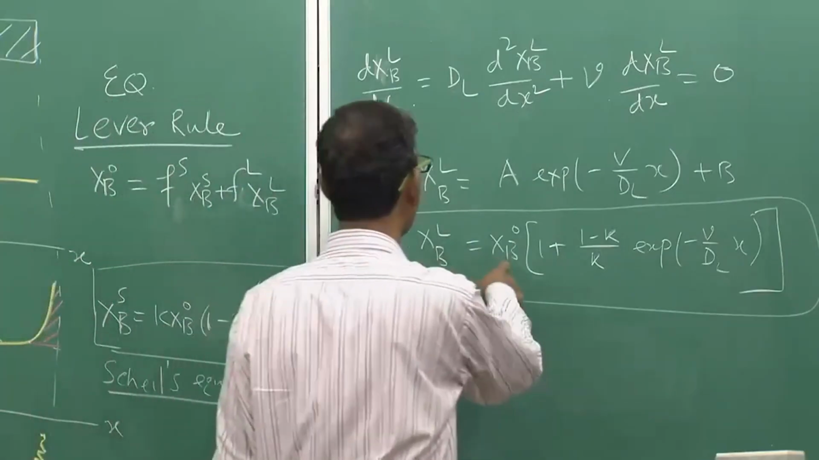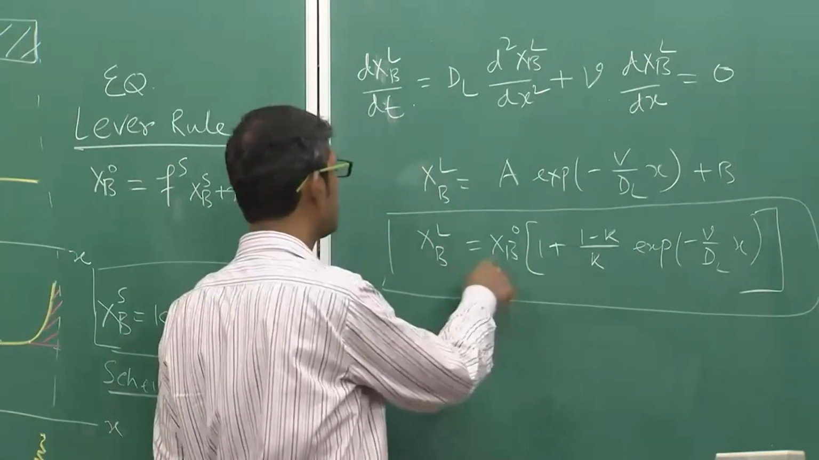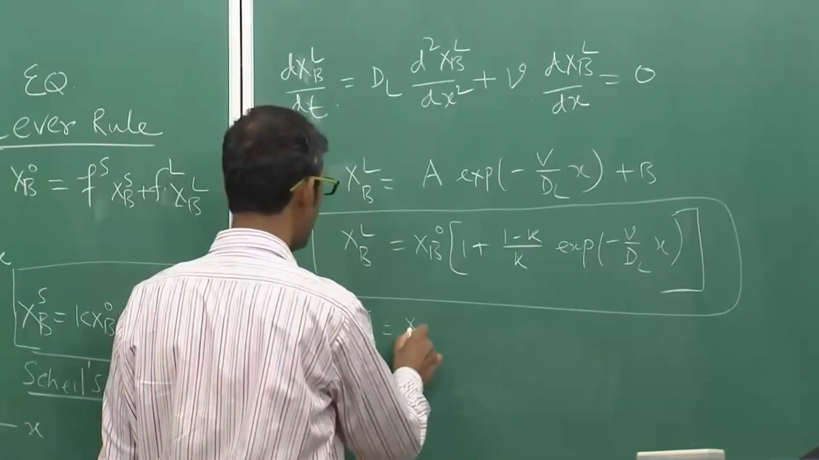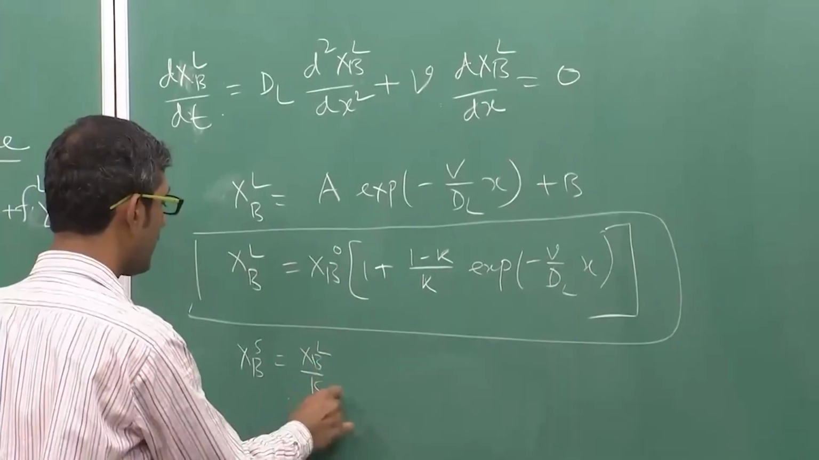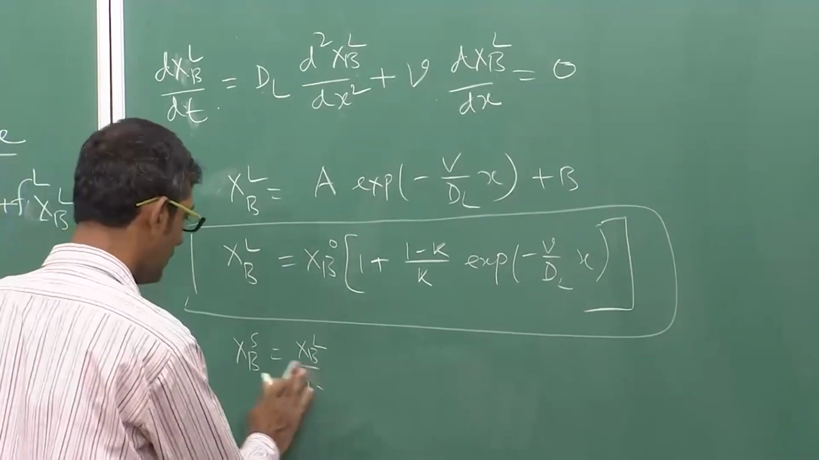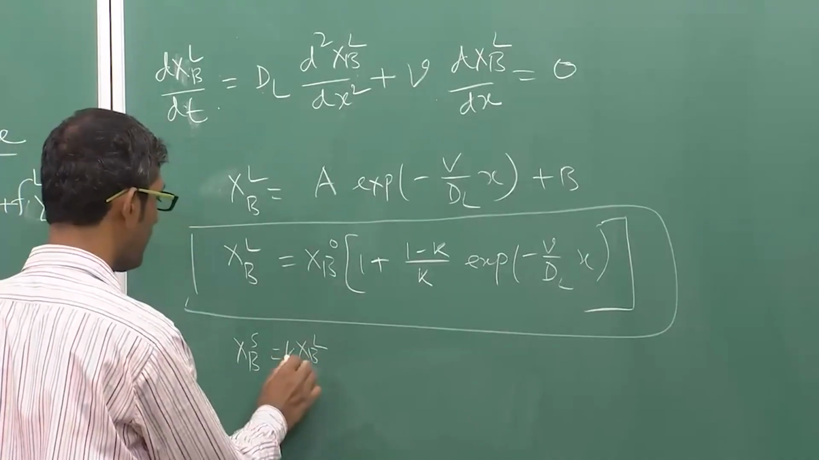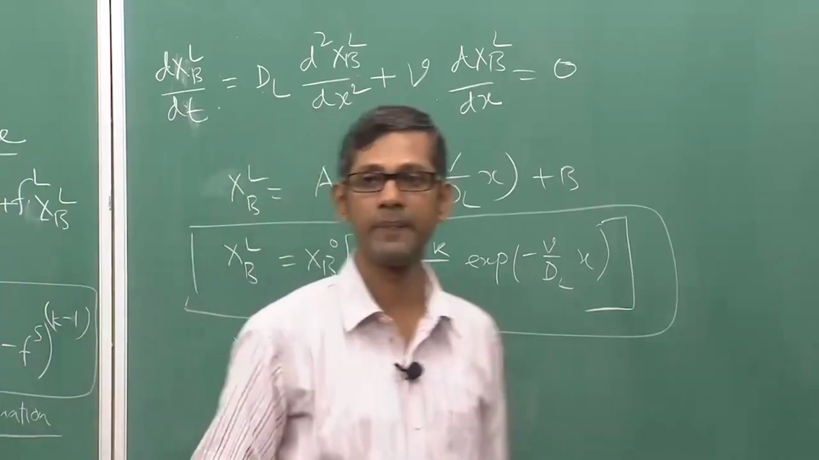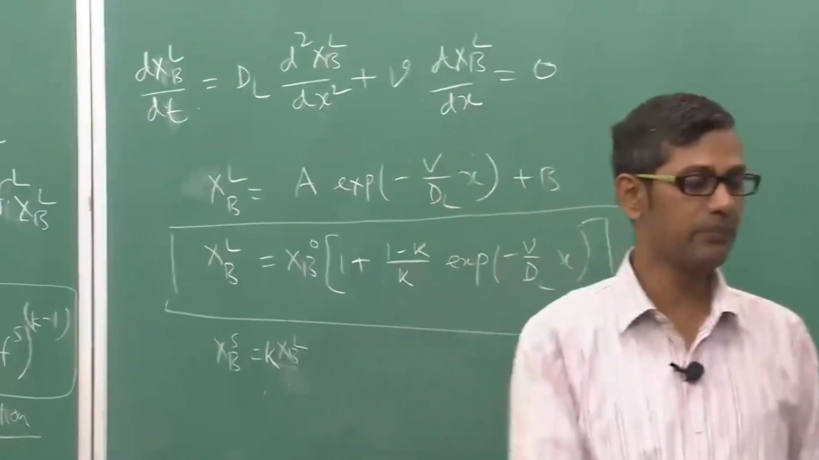XS will be multiplied by, basically divided by... XS is what? XS is equal to XL divided by k. No, k multiplied by XL. So this will go, k will go down and it will be there. So that is basically a very important aspect.